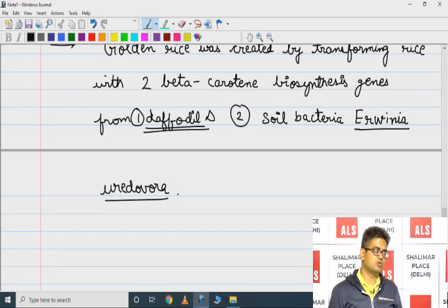Daffodils, only those people know who have heard the poem called Daffodils by William Wordsworth. You can search it on Google. He was an English poet, and I think he was in the 16th or 17th century, and he used to write a lot of poems. He was a well-known English poet. Daffodils are yellow in color. So from that they obtained golden rice.